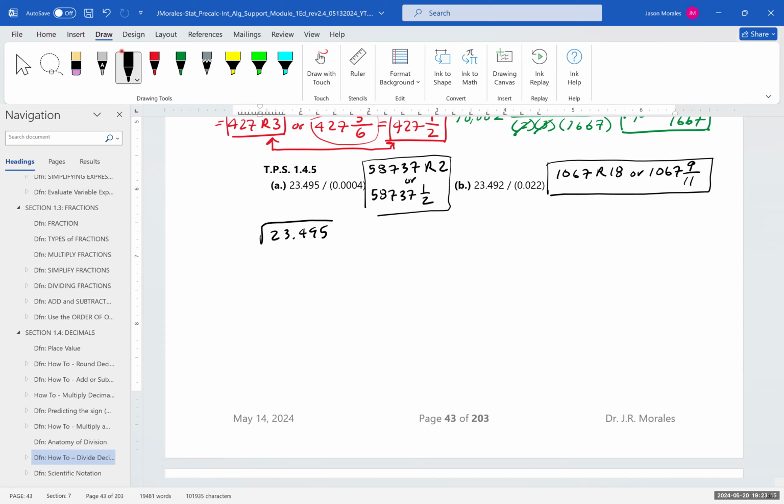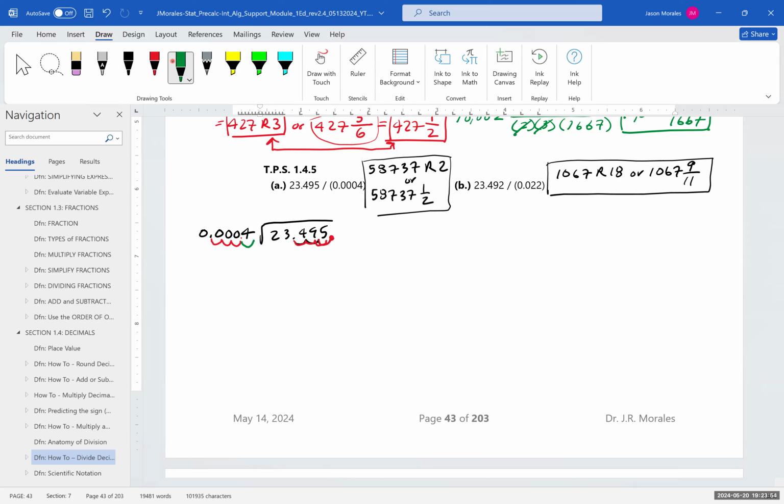All right, so we've got 23.495 divided by 0.0004. Okay, so step one is to move the decimal point in the dividend over until the dividend is a whole number, and then move the decimal point in the divisor the same number of spaces. Then we check to see if both the dividend and the divisor are whole numbers, and we can see that the divisor is not. It's 0.4. That's not a whole number.